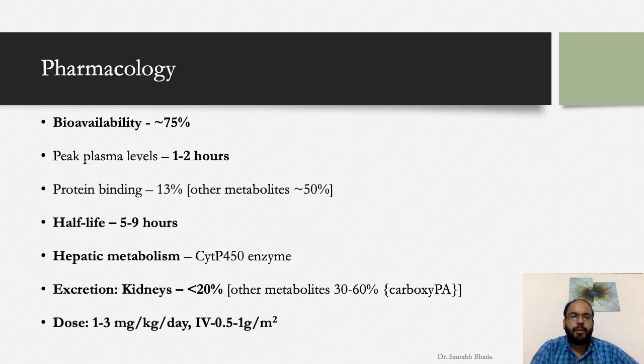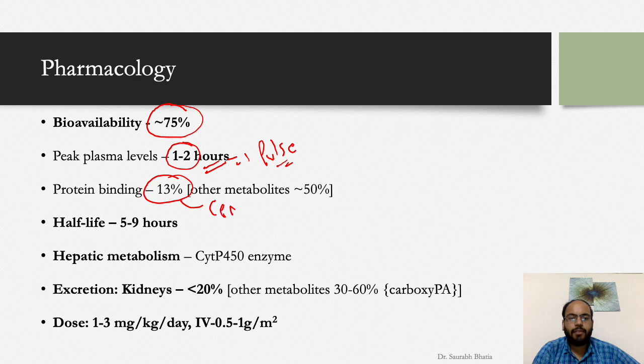Coming to the pharmacology of the drug, bioavailability is around 75%. Peak plasma level is reached in about 1 to 2 hours. It takes around 1 to 2 hours for cyclophosphamide to attain its peak plasma level, and this is important when we'll be discussing the pulse regimen for cyclophosphamide. Protein binding is about 13% for cyclophosphamide.